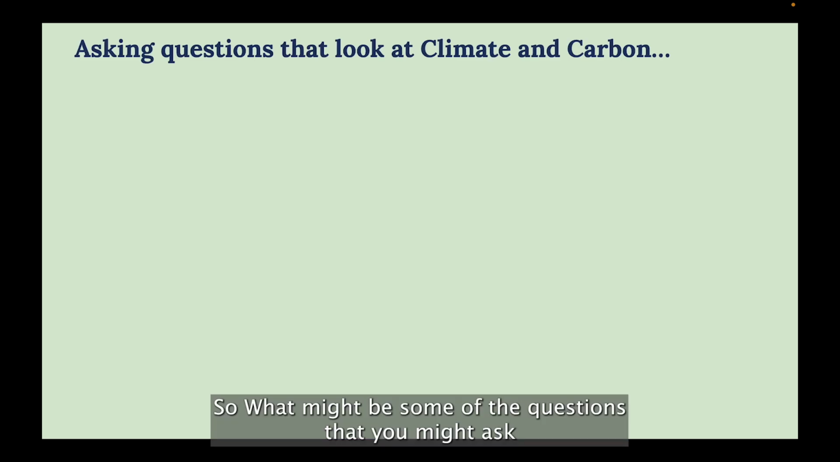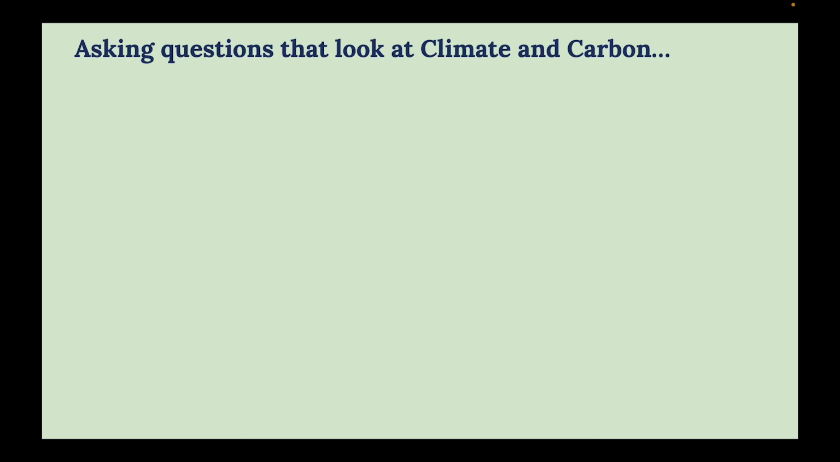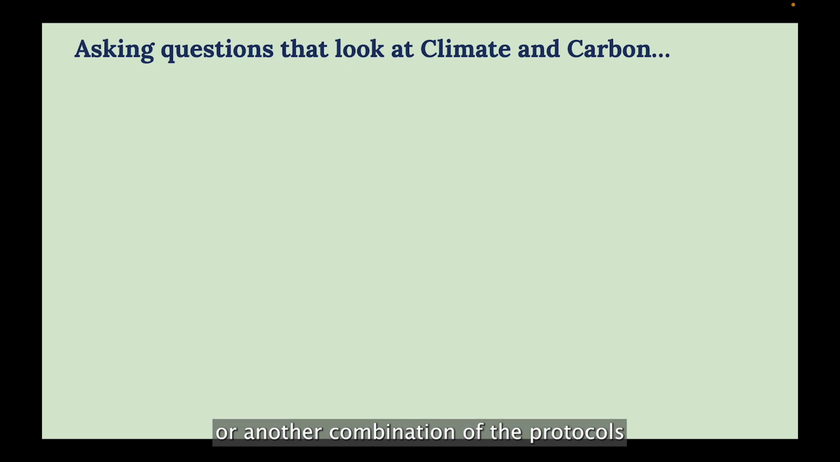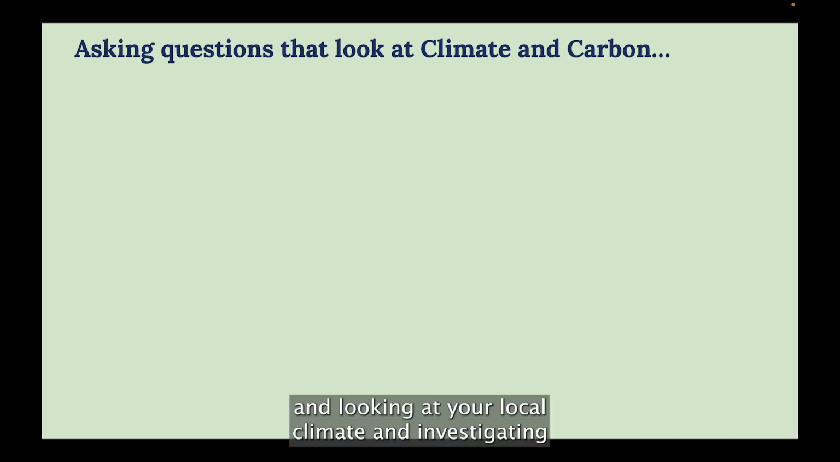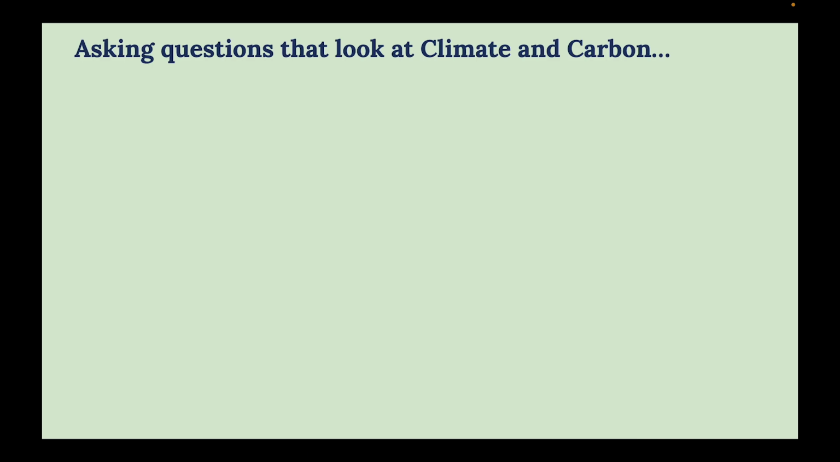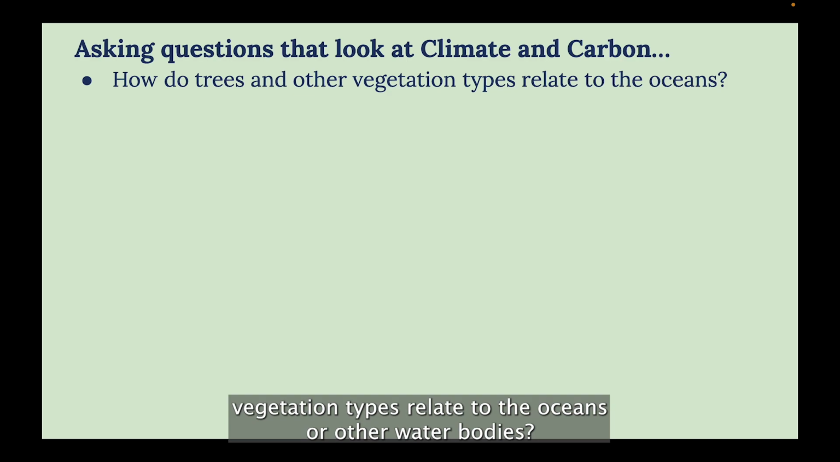So what might be some of the questions that you might ask to look at climate and carbon while using the protocol bundles, or another combination of the protocols in general, to help guide your IVSS project and looking at your local climate and investigating your local climate? So maybe you ask a question about, how do trees and other vegetation types relate to the oceans or other water bodies?